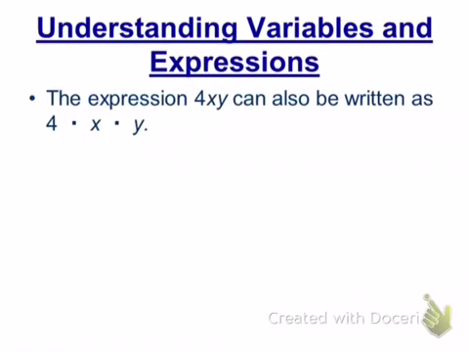This expression, 4xy, could also be written as 4 times x times y. That's correct. What is 4 times x times y called? What is a multiplication statement called? When you multiply two things together, what is it called? The answer is called a what? A product, right? So this is a product of how many things? 3 things. 1 constant and 2 variables, right?